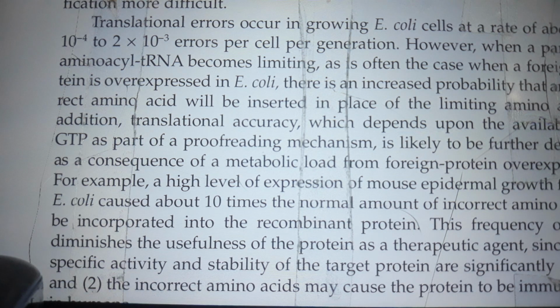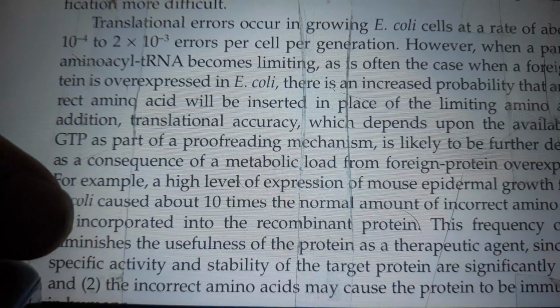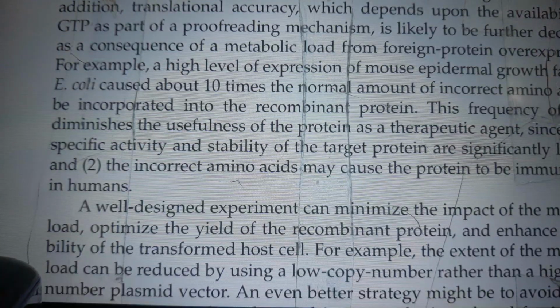However, when a particular amino acid tRNA becomes limiting, as is often the case when a foreign protein is overexpressed in E. coli, there is an increased probability that an incorrect amino acid will be inserted in place of the limiting amino acid. This frequency of errors diminishes the usefulness of the protein as a therapeutic agent, since, one, the specific activity and stability of the target protein are significantly lowered, and two, the incorrect amino acids may cause the protein to be immunogenic in humans.